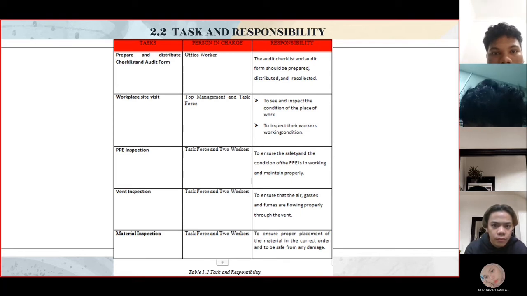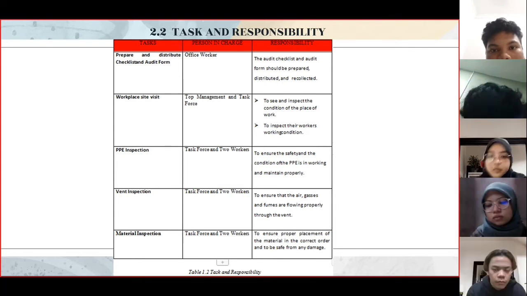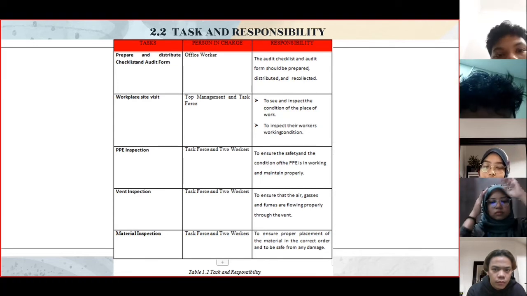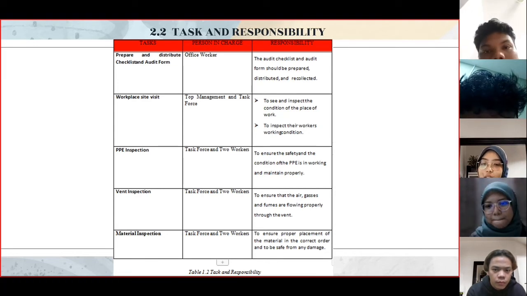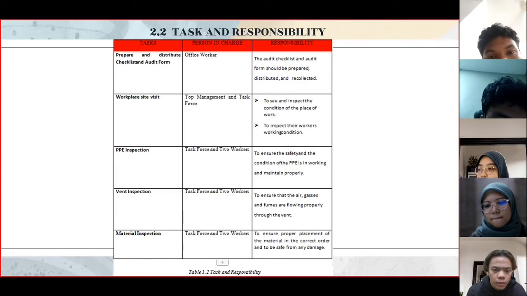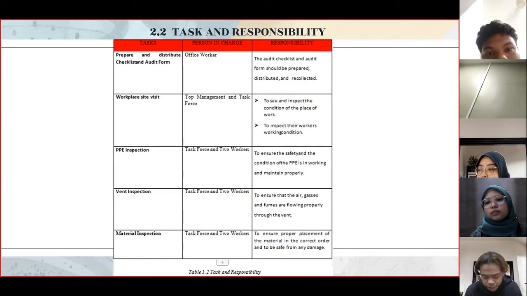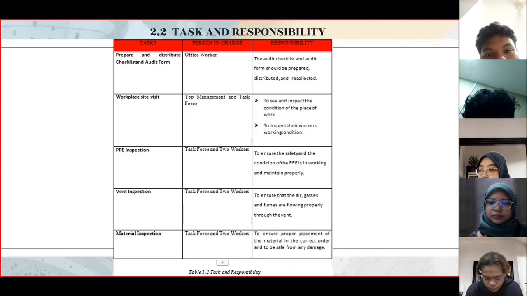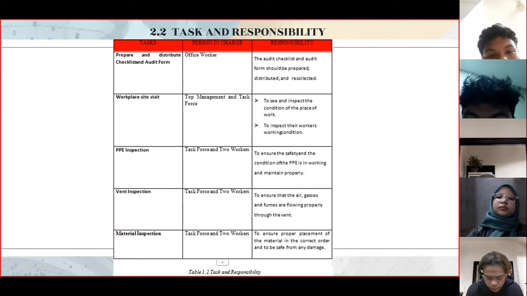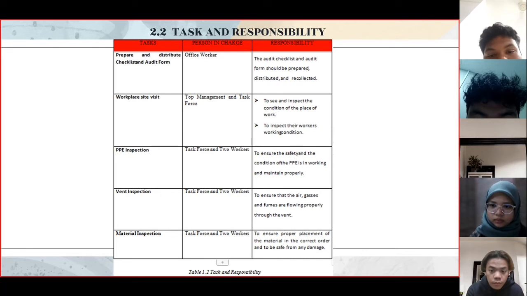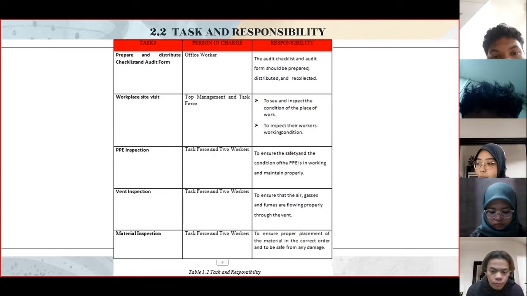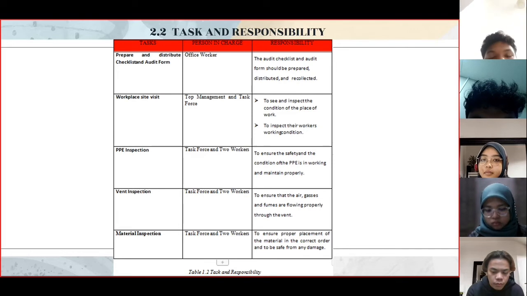Responsibility for preparing and distributing the checklist and audit form is that the audit checklist and audit form should be prepared, distributed and recollected. Responsibility for the workplace site visit is to see and inspect the condition of the place of work and their working condition. PPE inspection is to ensure the safety and condition of the PPE is in working order and maintained properly. Vent inspection is to ensure that the air and gases are flowing properly through the vent. Material inspection is to ensure proper placement of the material in the correct order and that it is safe from any damage.